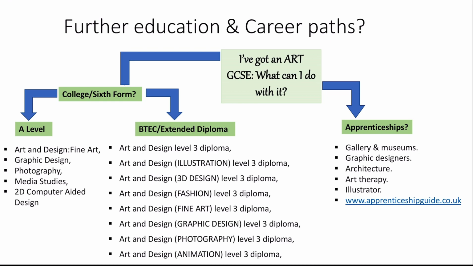They can also follow the extended diploma route, which is the equivalent of 3 A levels. And again, they come in a whole host of different disciplines which students are able to access. And many students, either after GCSE or most normally after A level or even degree, will go on to get higher level apprenticeships working with designers, galleries, and things like that as well.